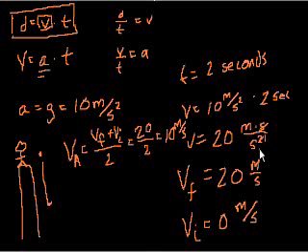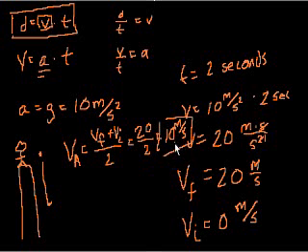And over the course of those 2 seconds, its average velocity was 10 meters per second. So we can now use that average velocity in this formula right here. So the average velocity... distance equals average velocity times time.